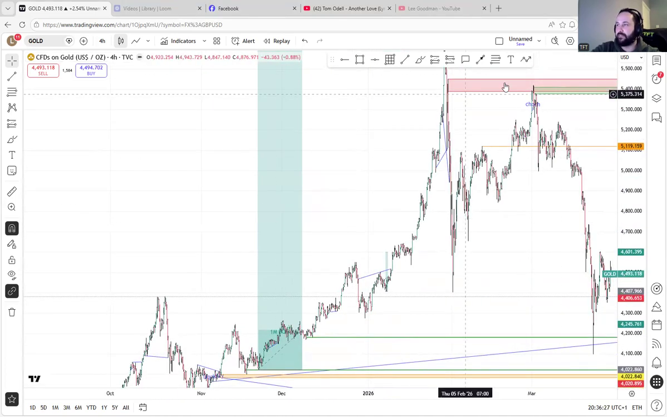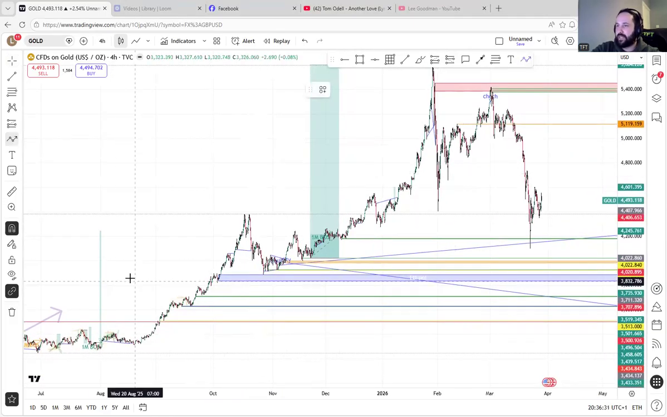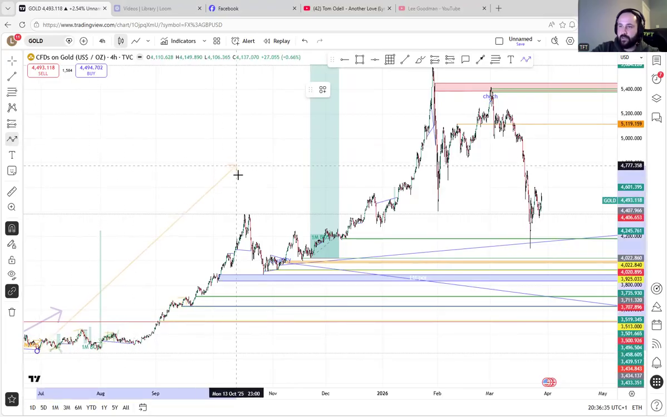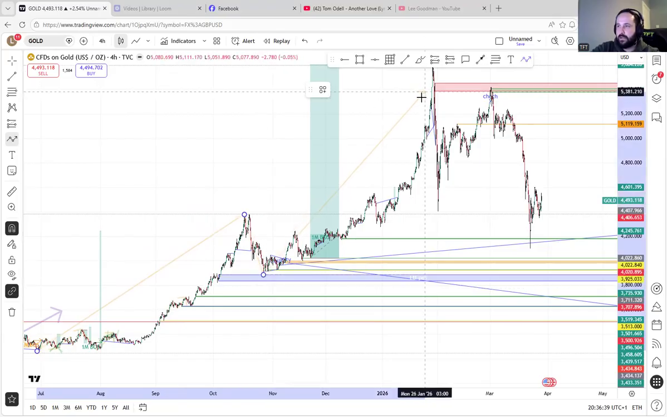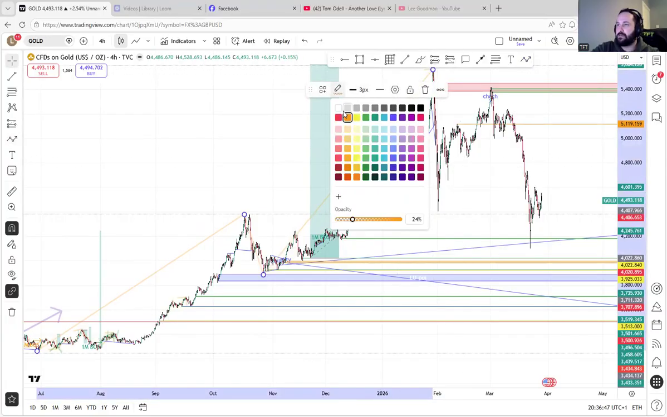Obviously, I'm currently on the 4 hour, and just draw the actual structure from somewhere about down there. Don't think I class that. So we're up there. Turn that red.